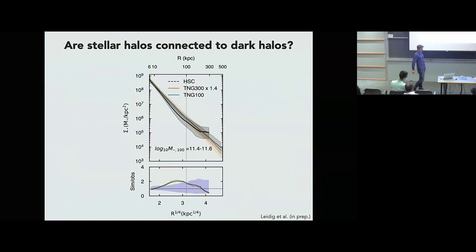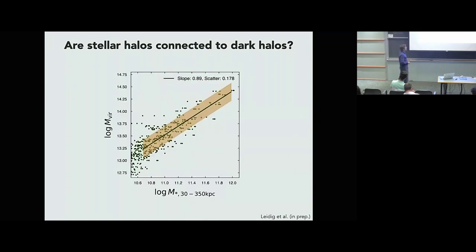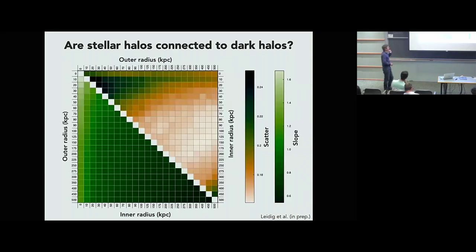We can now ask the question, how good is any definition of stellar mass then connected to the halo? So for example, we can take the ring between 30 and 350 kiloparsecs against virial mass and ask, what's the scatter in that? And so Katja made this awesome matrix plot. It's a little messy, but we don't have to understand all of it. So here we have inner radius of the ring, outer radius of the ring, and the color map tells us the scatter. So white is good, right?